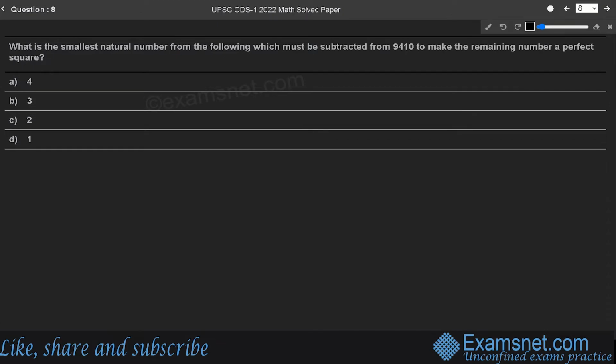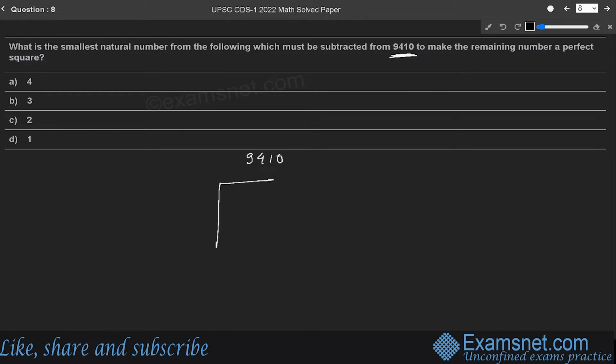Next question is, what is the smallest natural number from the following which must be subtracted from 9410 to make the remaining number a perfect square? We have to find a number which will be subtracted from 9410 and the remaining answer will be a perfect square. So the given number is 9410 and we have to use a concept here which is the long division method. We can use the long division method to find the square root.